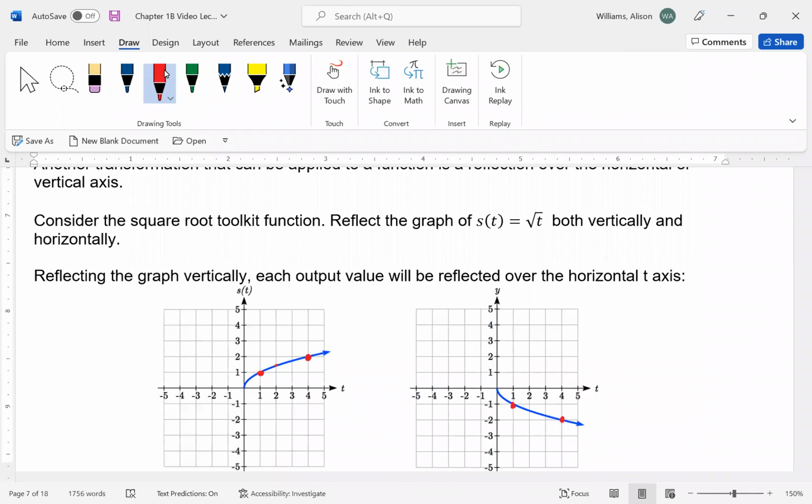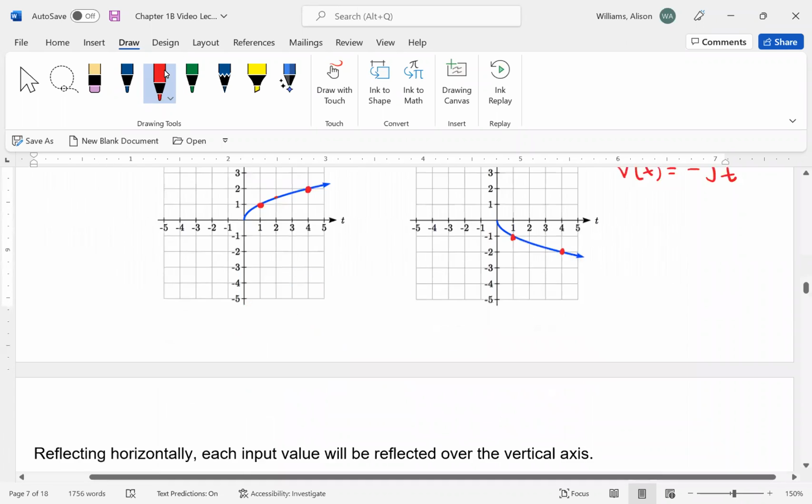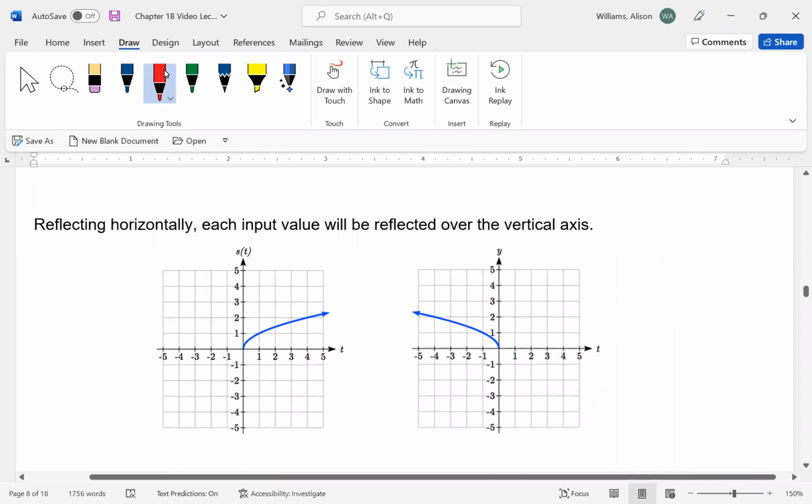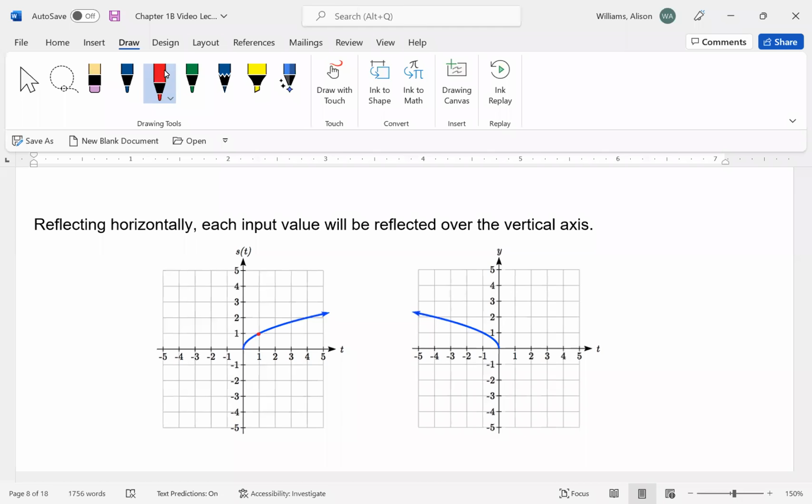reflection. So what that does is take our original graph, which they call V of t when they wrote it, and take all the outputs and make them negative. So we basically throw a negative in front of the square root. A reflection over the vertical axis would look like this. So this time, the thing that's becoming negative are the input values. So instead of being at 1, 1, it's negative 1, 1, right? So it's going from negative values instead of positive values.